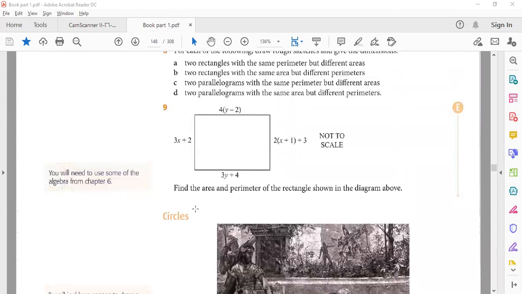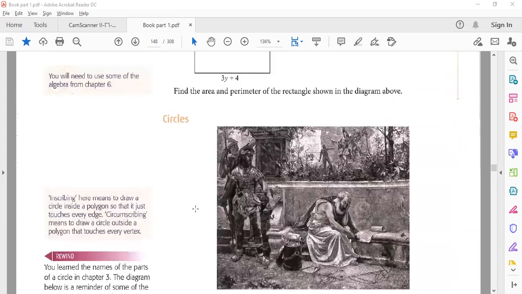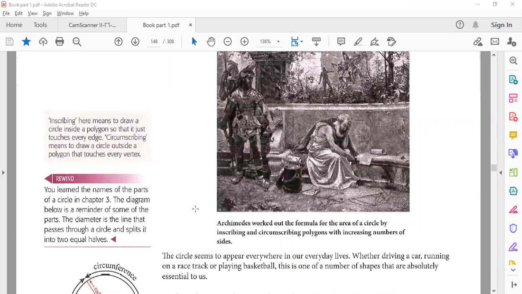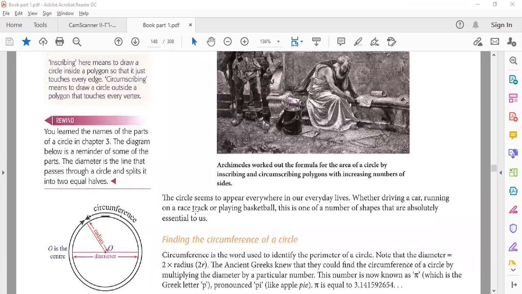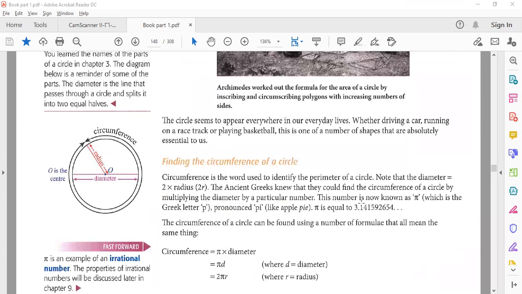So today we will discuss the second topic of chapter number 7. In this chapter we will discuss circles, and we will also find how to find the circumference of the circle. You can see what is circumference.